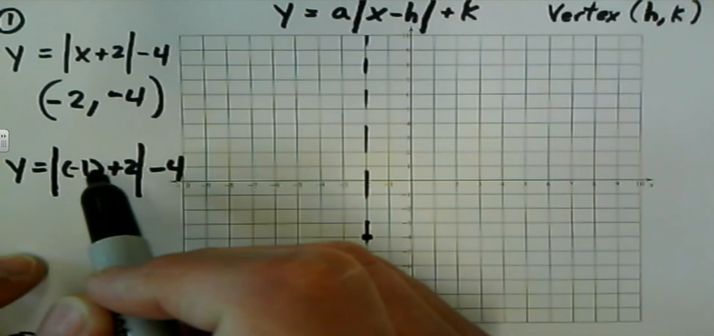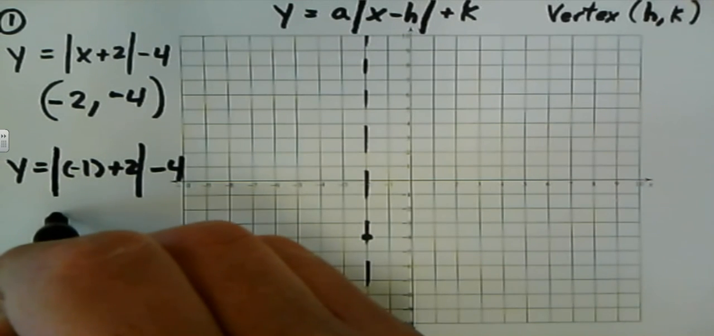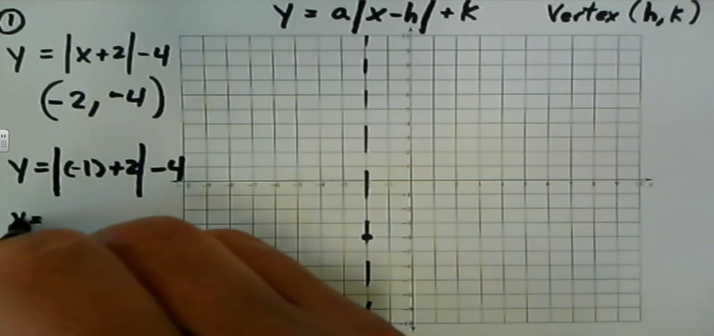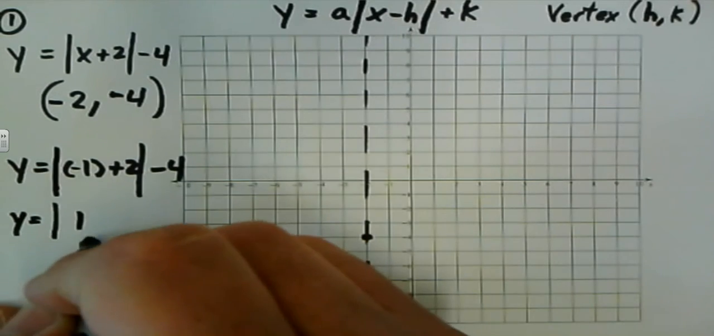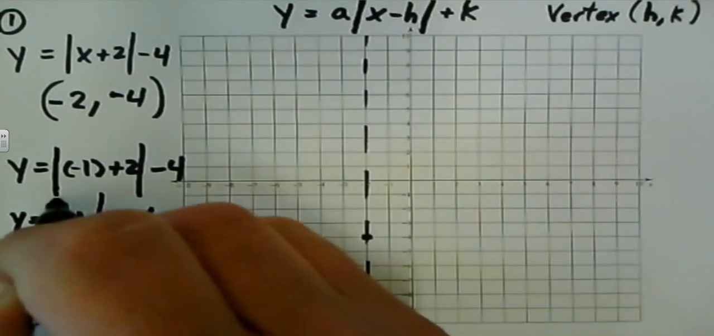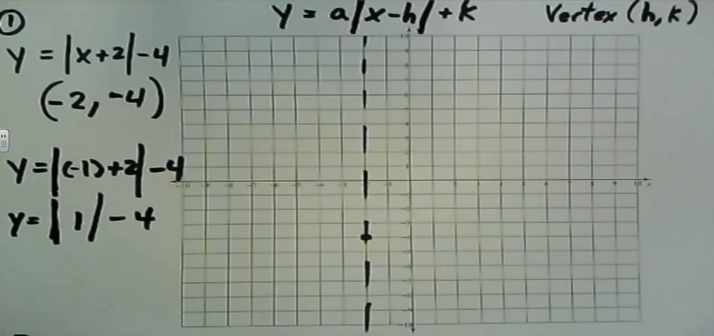So this is negative 1 plus 2. What is negative 1 plus 2? Nope. What? No. It's 1. Use your calculators, guys. Does everybody know what absolute value means? Or do I have to do a side lesson here? All right.